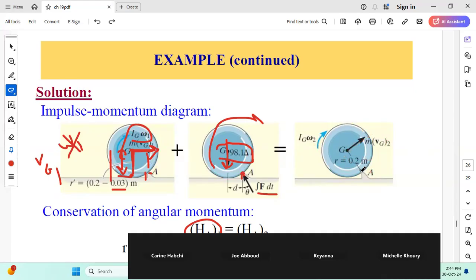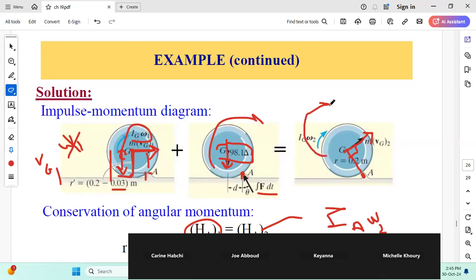Since you rotate about A, your omega velocity cannot be horizontal anymore. It should be perpendicular to AG. So you know that at state 2, VG2 is perpendicular to AG, and that I am now rotating about point A. So I can do two things: I can replace HA by IA omega 2, or I can use the general form, which is the moment of linear momentum about A, m VG2 times the radius, plus IG omega 2.